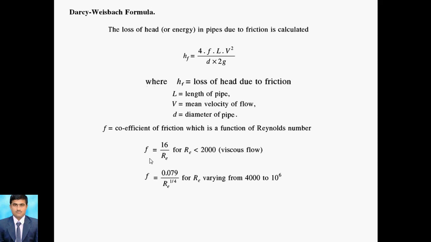Next, when the Reynolds number varies from 4000 to 10 raised to 6, then we can use this formula for friction, that is f is equal to 0.079 divided by Re raised to 1 by 4. So this is the formula for the second case. Whenever Re is between 4000 and 10 raised to 6, we can directly put the value over here and take f. Otherwise, if it is less than 2000, then we use the other formula, which gives the value of the friction factor, that is the coefficient of friction.